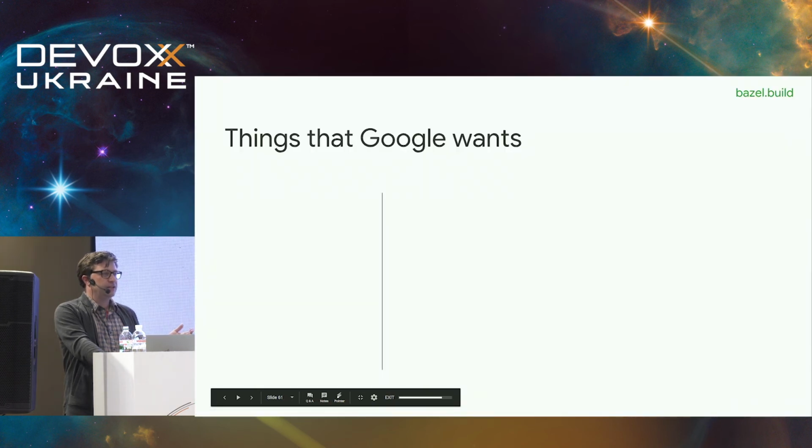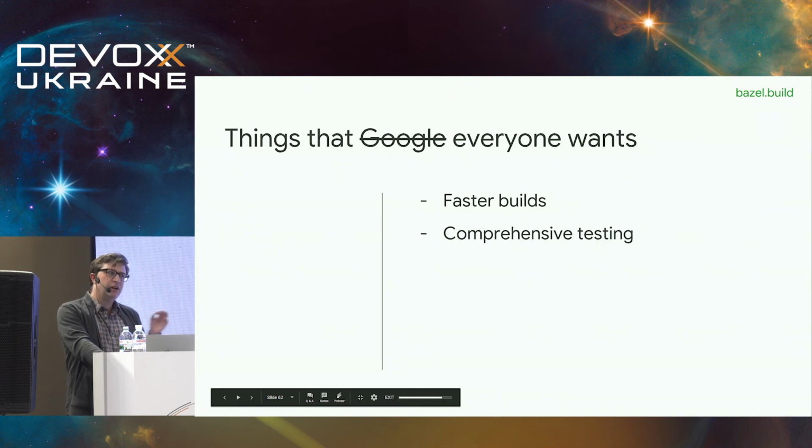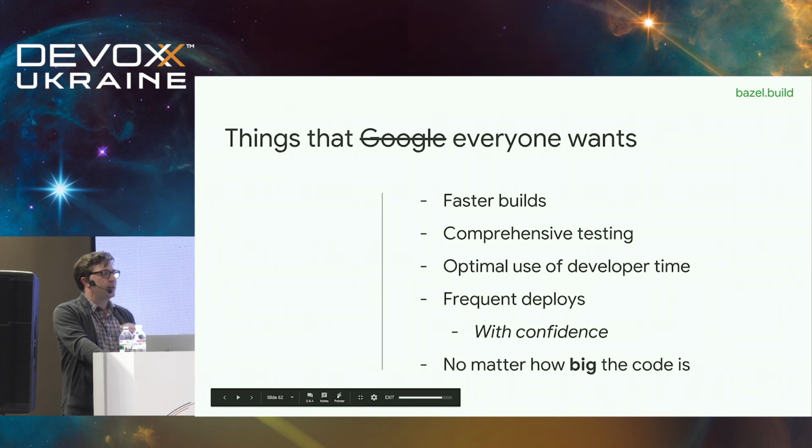So these are things that Google wants. I kind of think they're things that everyone wants. You want faster builds. You want your testing to be really comprehensive, no shortcuts. You want to save your developers time so they can focus on doing important things that use their brain. You want to deploy frequently with the confidence that your deployment is correct, that you fully tested it. And that's no matter how big the code is.